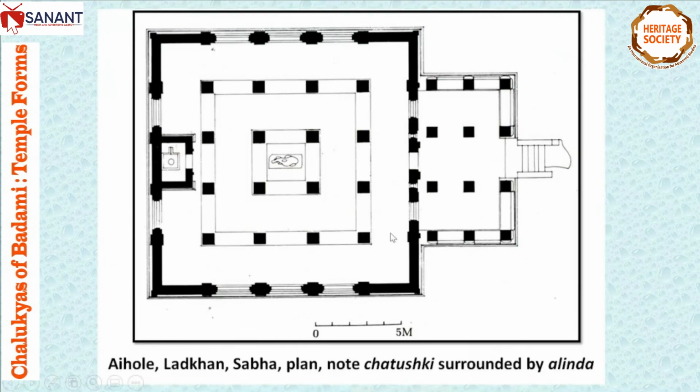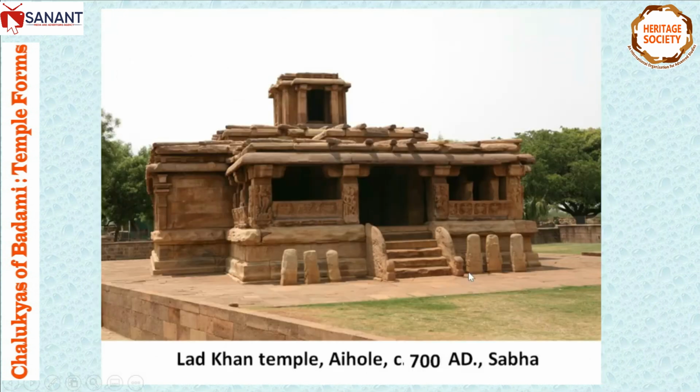Interiorly, you can see a very big hall, a very big Mukhamantapa, and a small sanctum, which is obviously a later addition. And this also is a later placement. Otherwise, it is probably used for socio-cultural functions, what we call a sabha structure. So this is another view of that temple.